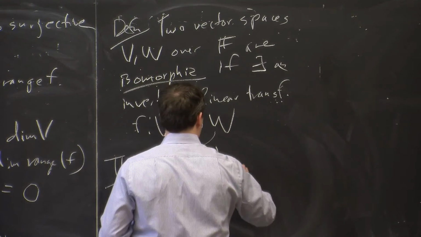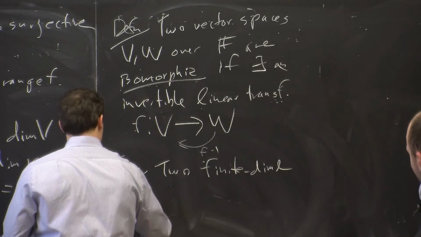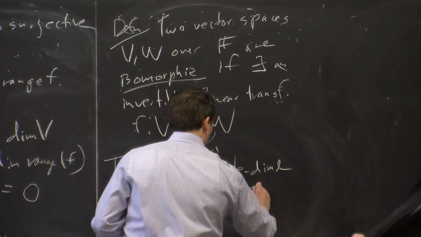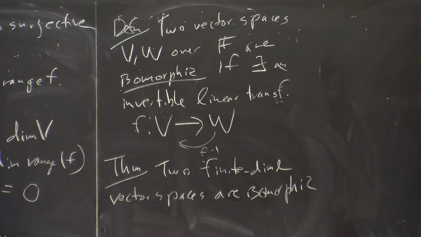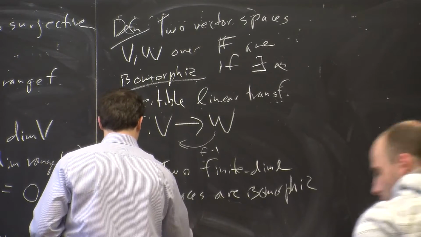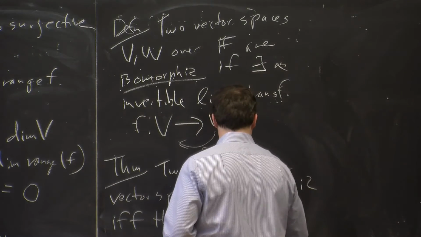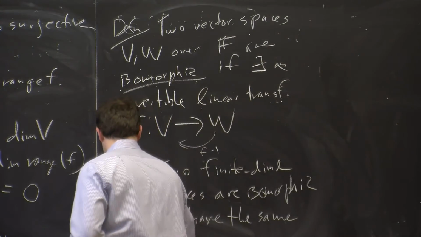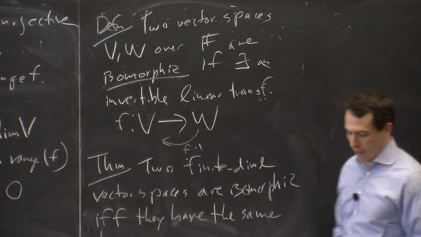Two finite dimensional vector spaces are isomorphic if and only if they have the same dimension. If they're isomorphic, they have the same dimension. If they have the same dimension, then they're isomorphic.